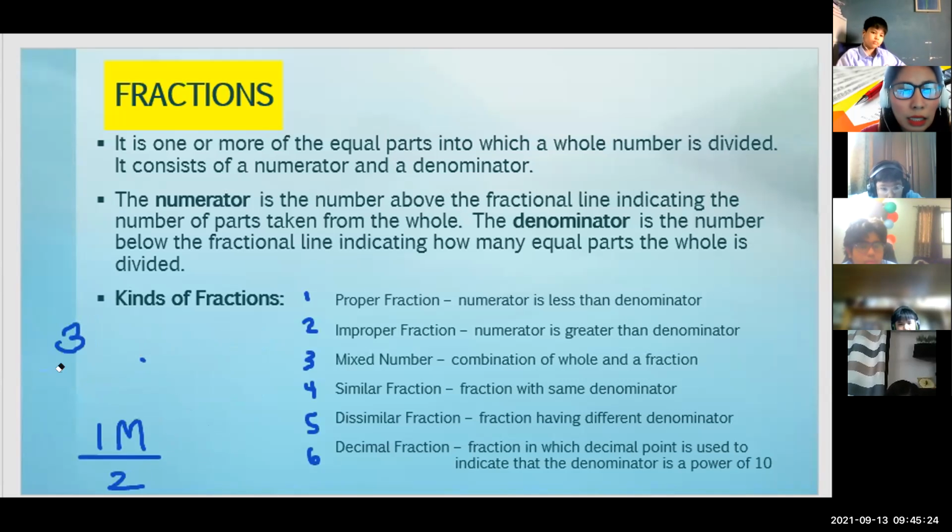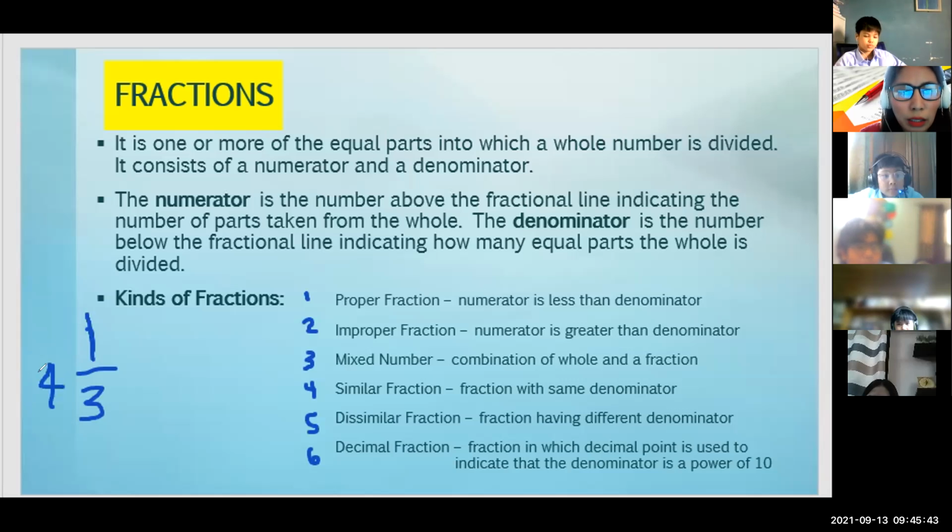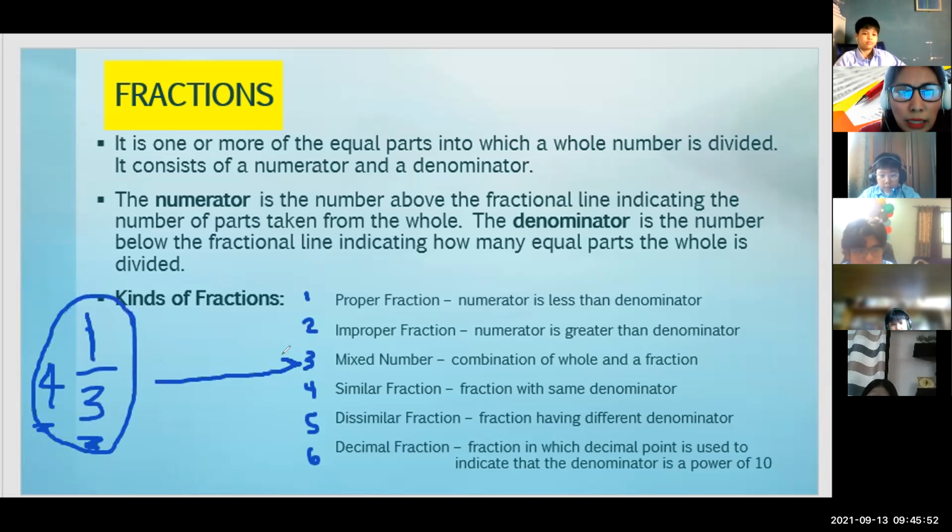Okay, next. For number 3, mixed number. A combination of a whole number and a fraction. Every time you see something like this, this is the whole number here. Oh, let me do 4. Yan. 4 and 1/3. These are whole numbers, and these are improper fractions. It is called a mixed number because it is being combined. The whole number and the fraction are being combined.